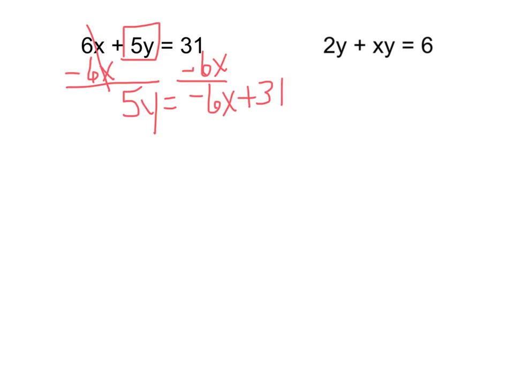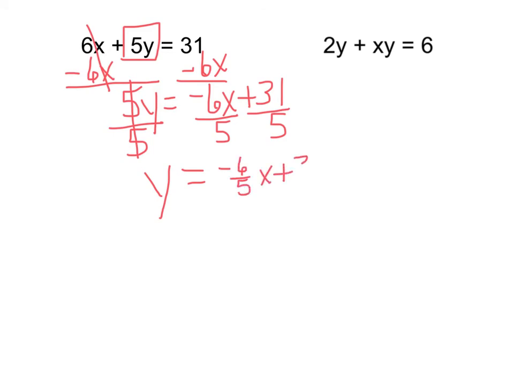Y is being multiplied by 5, and so the inverse operation of multiplying by 5 is dividing by 5. So when we do that, 5 divided by 5 is 1, and that's what we're looking for, 1y. We divided the left side by 5, so every single term must also be divided by 5. So we have y equals negative 6/5 x plus 31/5. And now we have solved for y, or put this equation in slope-intercept form.